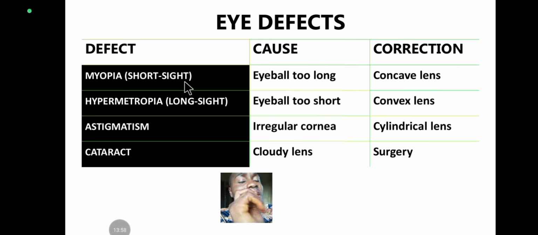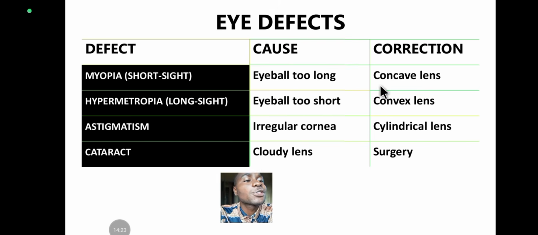The first we have here is myopia, which is short-sightedness. When the eyeball is too long, what happens? Ray of light focuses in front of the retina instead of on the retina. It focuses in front of the retina. All right. And you will now have to move closer to the object so that more light ray can enter the eye, so that it can focus what? Closer to the retina. All right. You can see the abnormality.